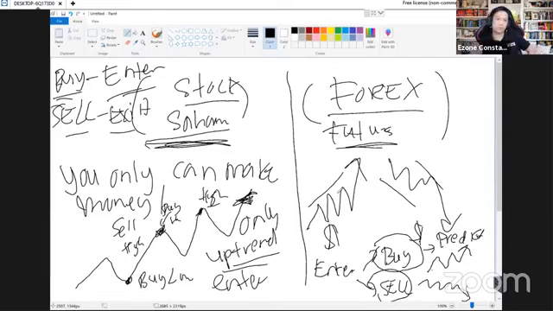So remember, in the stock market, we always talk about if you buy, you enter. If you sell, you exit the market. That is the terminology for stock.